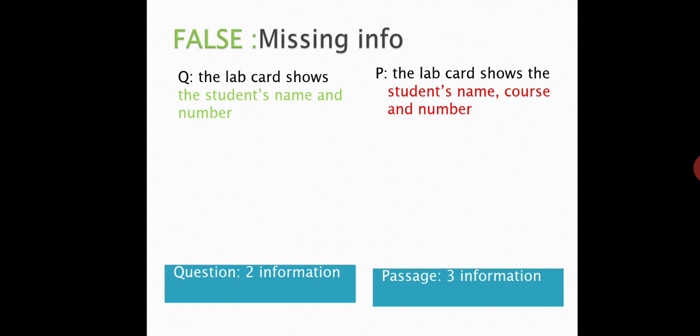So meaning, this is false. Nakuha? Alright, so that is what you have to do in the exam. You have to draw tables. You have to draw comparisons. Which one has more? Are they the same? If the question has less info than the passage, then my answer is false. But what about the other way around? So we will get back to that soon.